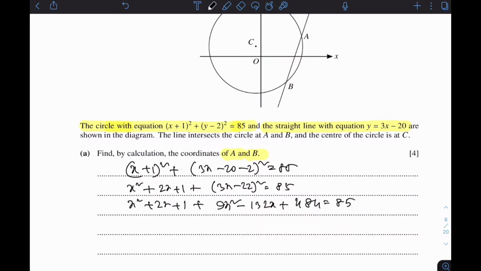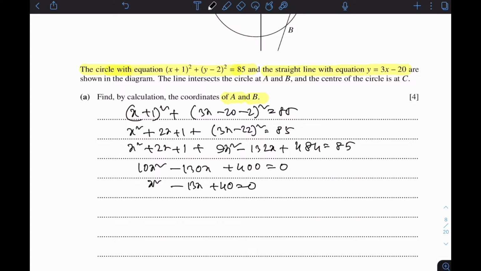So this is 10x² − 130x + 400 = 0. Let me divide: x² − 13x + 40 = 0. Let me do middle term factorization. The middle term factors are 8 and 5, since 5 times 8 is 40. So x² − 8x − 5x + 40 = 0. x is common, x − 8; 5 is common, x − 8 = 0. Let us simplify. So x is 5, another x equals 8.